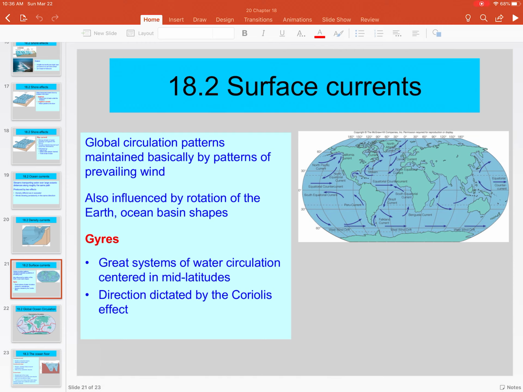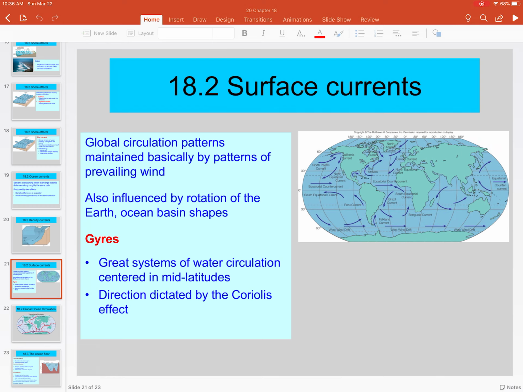Now, the other ones are surface currents. These are global circulation patterns that are maintained because of the patterns of prevailing winds, meaning the winds are always blowing in the same direction. Not your local winds, not the ones occurring today or tomorrow, wherever you are, but the big scale global winds, which are influenced by the rotation of the Earth and which influence the currents, which are also influenced by the shape of ocean basins.